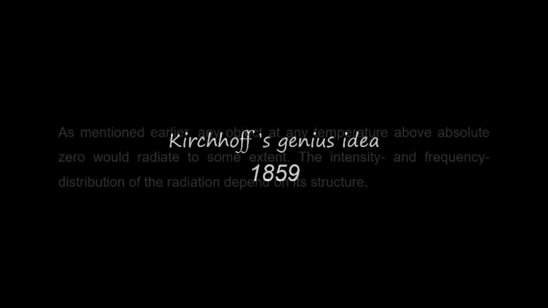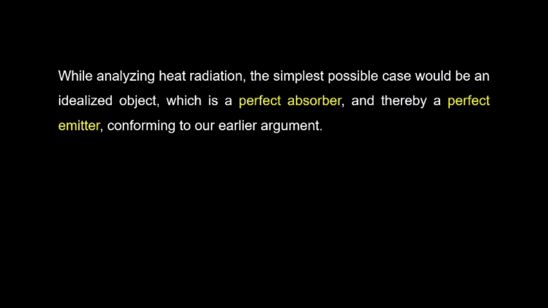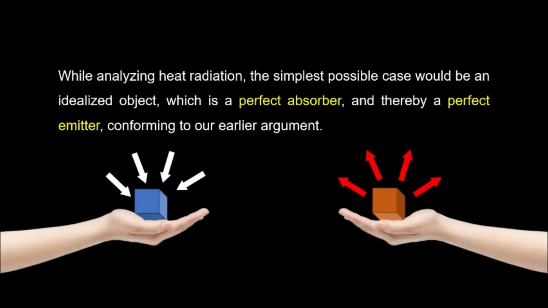Here I am gonna describe laboratory construction of the simplest case of perfect emitter and perfect absorber related to the concept of trapped radiation, as well as what that leads to. While analyzing heat radiation, the simplest possible case would be an idealized object, which is a perfect absorber, and thereby a perfect emitter, conforming to our earlier argument.